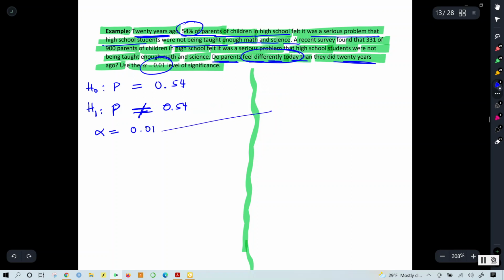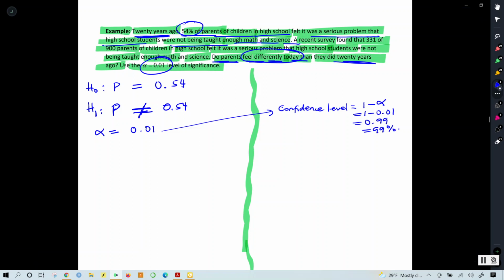What this means, take note, is that if we're conducting this test at alpha equals 0.01 level of significance, the confidence level of this test is 1 minus alpha, that will be 1 minus 0.01 or 0.99 or 99%. Okay? And then the next thing is to find.